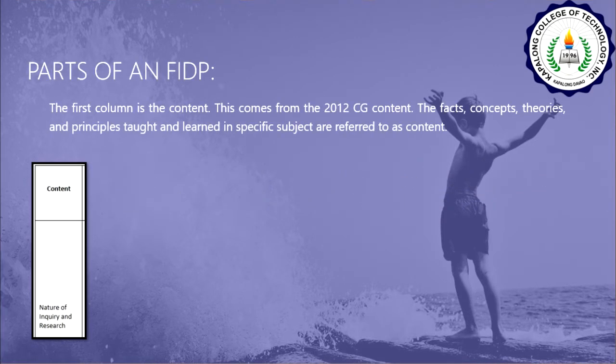The first column is the content. This comes from the 2013 CG content. The facts, concepts, theories, and principles taught and learned in a specific subject are referred to as content.